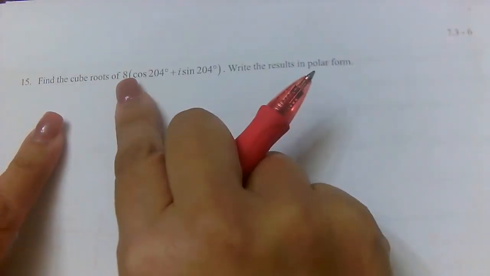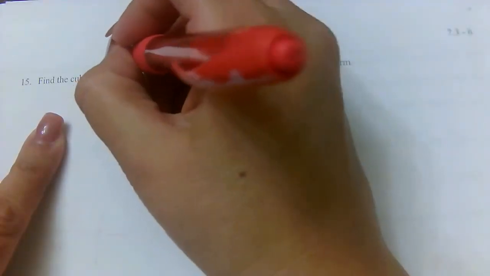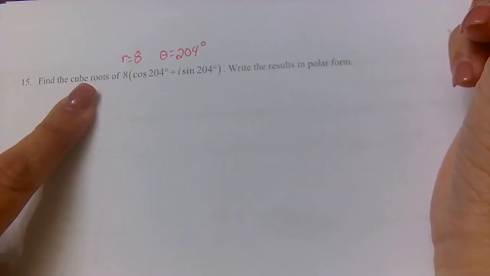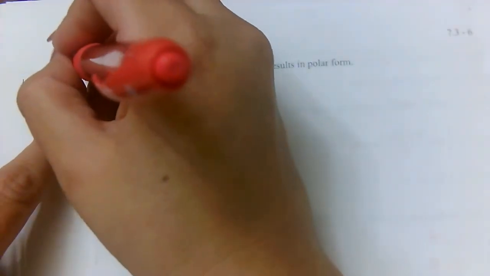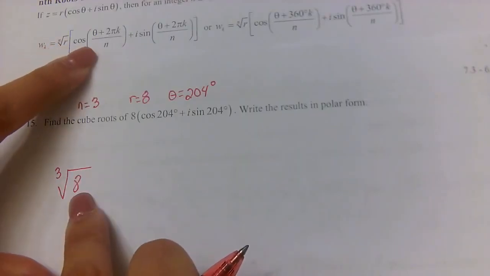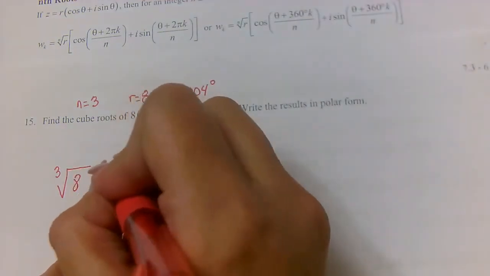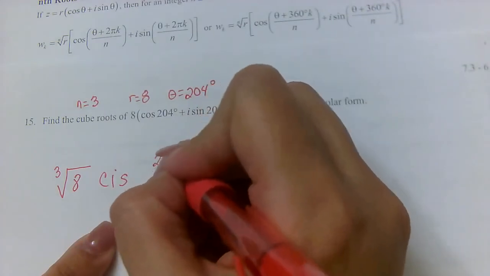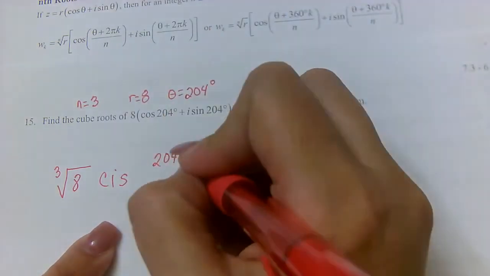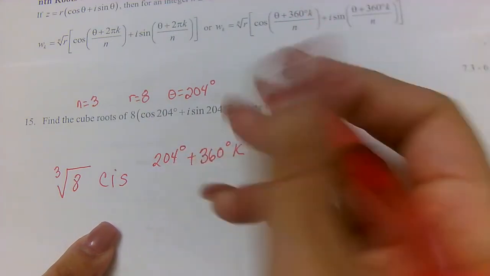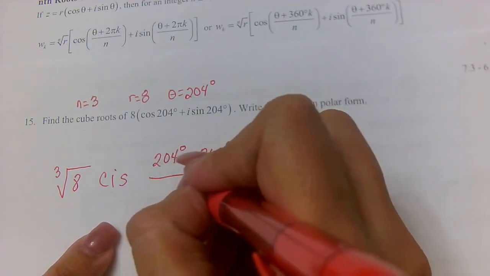Number 15 is a little bit harder. Here we're going to label everything. r is going to be equal to 8. Theta is equal to 204. And n will be equal to 3. I'm going to plug in my formula. The cube root of 8 cis theta, which is 204 degrees, plus 360 degrees times k, divided by n, and n is going to be 3.